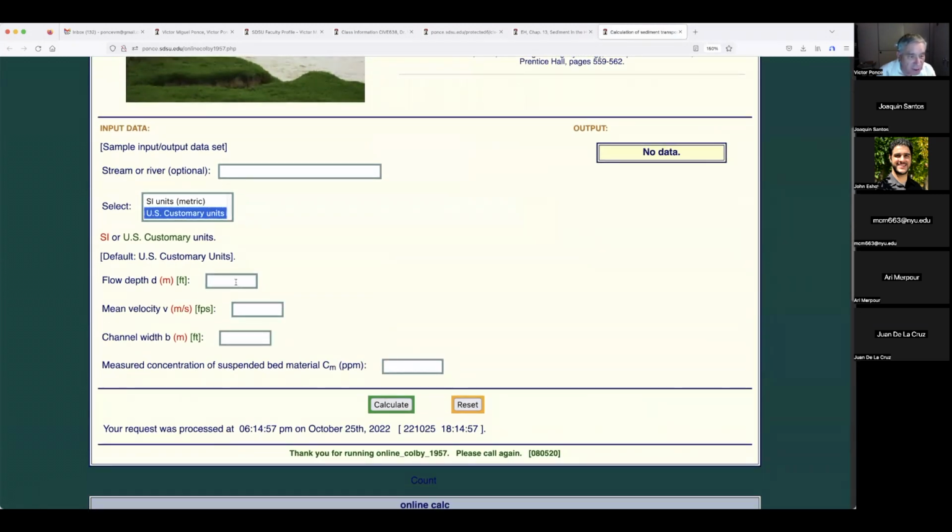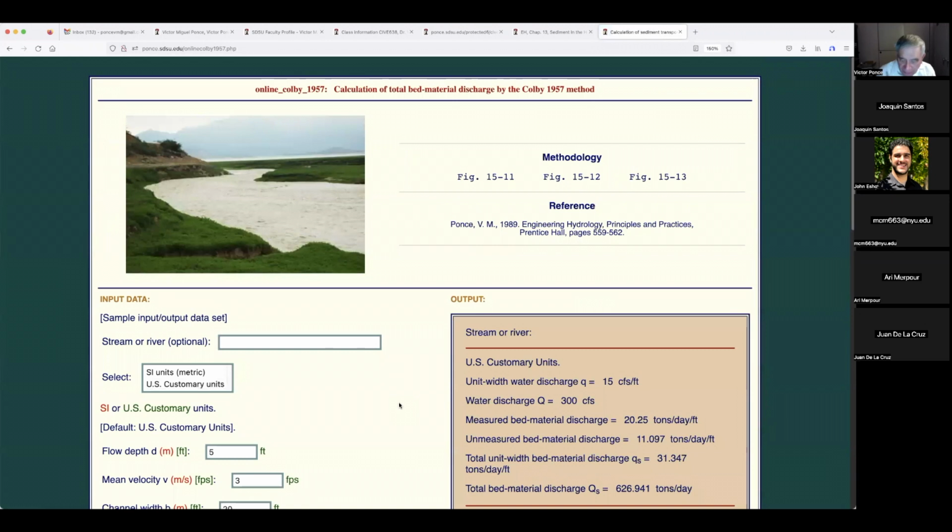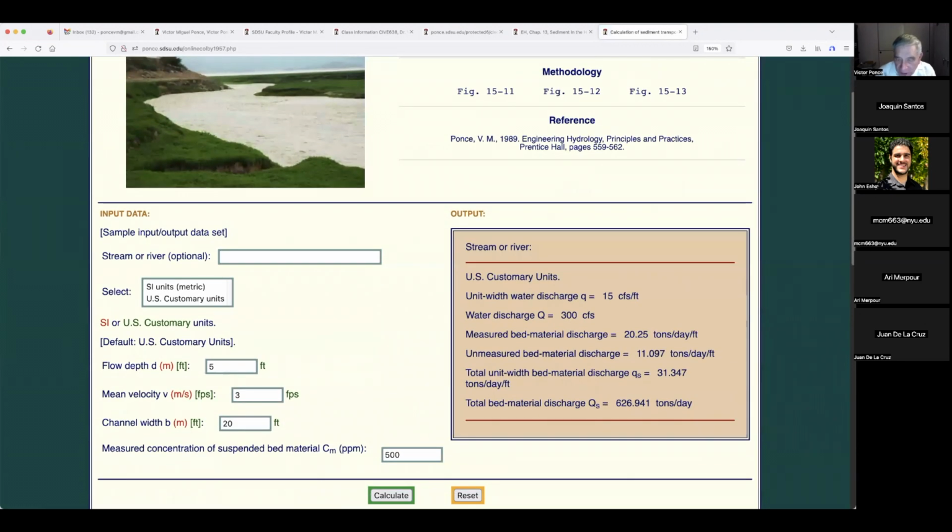US customary, flow depth in feet, say 5 feet. Mean velocity, say 3 feet per second. Channel width, maybe 20 feet. And mean concentration of suspended bed material in ppm, let's say 500. So the total bed material discharge Q sub S is 626 tons per day. How easy could this get? It was like a fraction of a second, right?